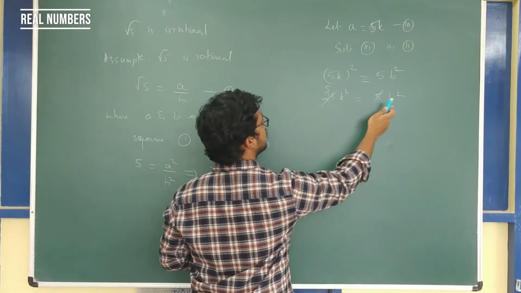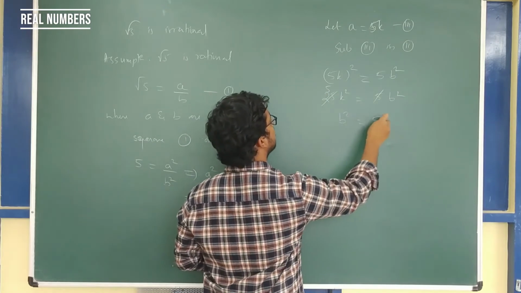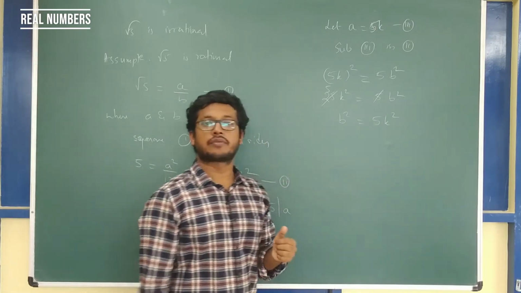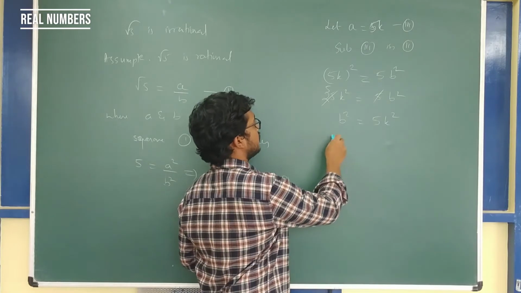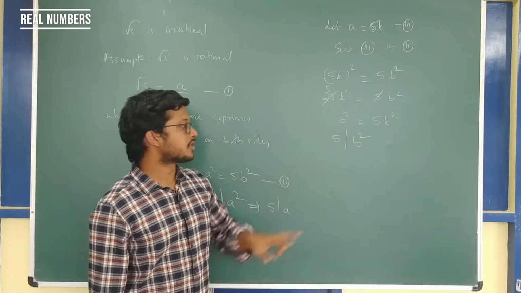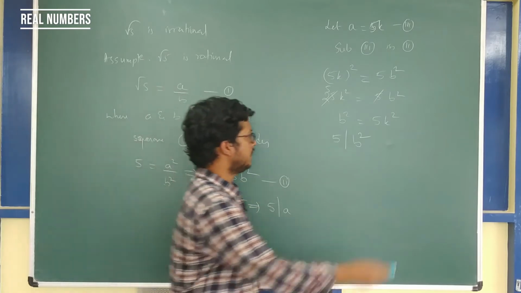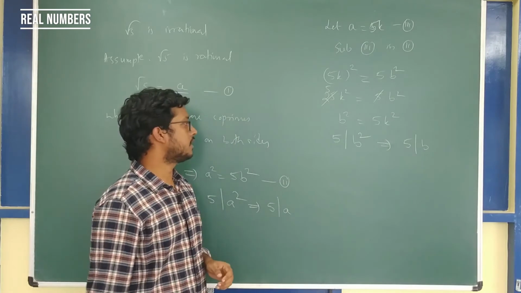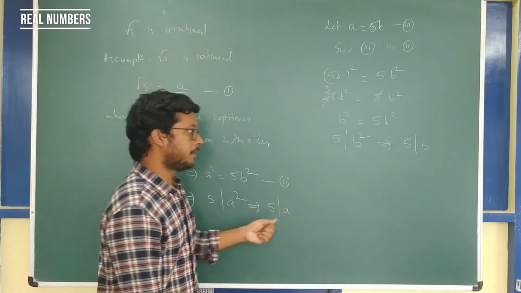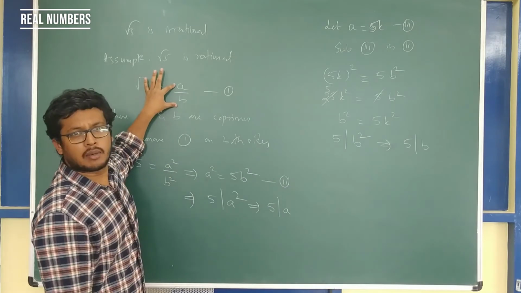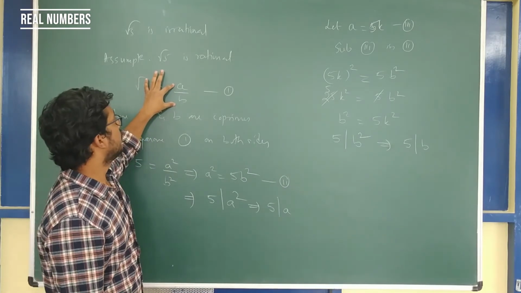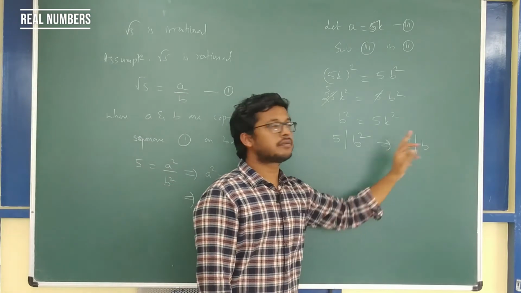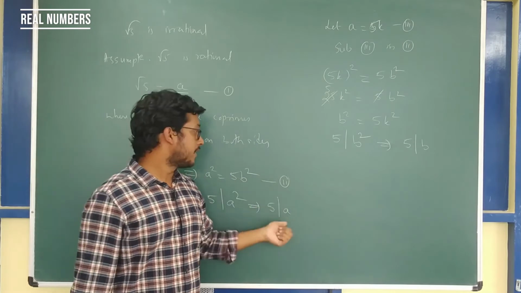5 ones are 5, 5 twos are 25, so b square is now 5 times k square. So again, b square is some multiple of 5. So if b square is some multiple of 5, 5 divides b square. If 5 divides b square, then 5 also divides b, by the theorem that we have studied earlier. So what did we end up with here? We started with an argument saying there is no number which divides both a and b, but finally now we are saying 5 divides a as well as 5 divides b, which means 5 divides both a and b.